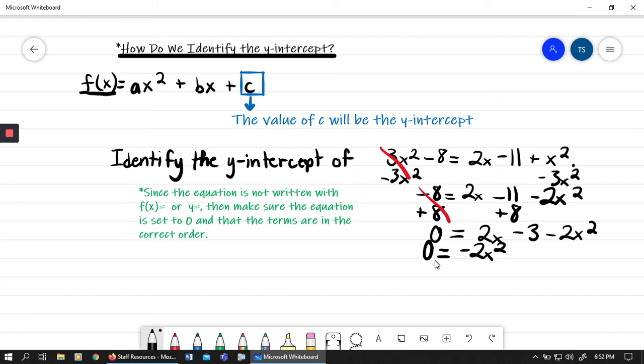This was a positive 2x, it stays as a positive, or plus, 2x. This was a -3, it stays as a -3. All we're doing there is switching the order of the addition and the subtraction, but the signs stay the same. All right, so now it is written in standard form, and now we should be able to clearly identify what that c value is. In other words, we should be able to identify what that y-intercept is.